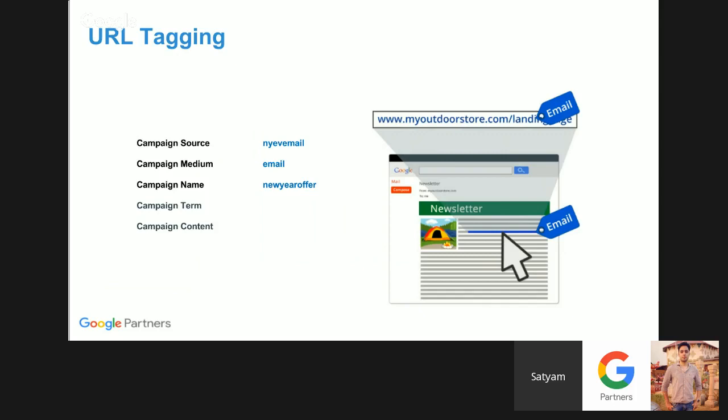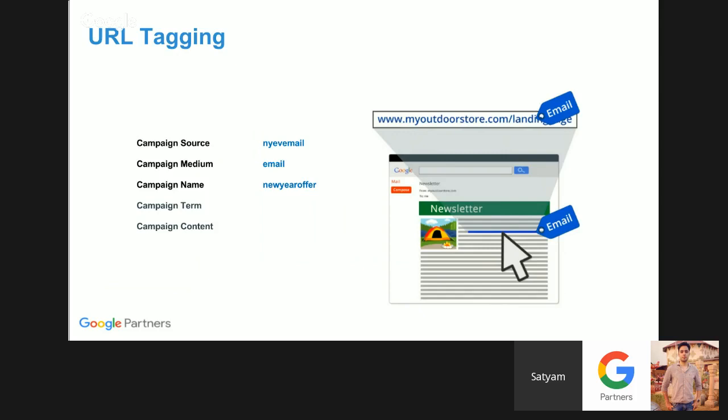and source as New Year Eve email. You may want to name it on any logic that is easy and comprehensive for you. In this case, I like to keep it without any spaces and capital letters because it is case sensitive as well. So I keep it simple by just writing it without spaces.